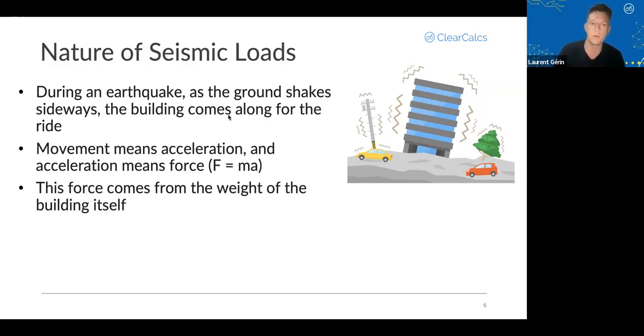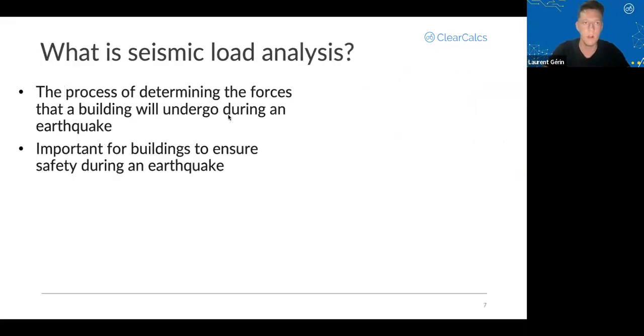Whereas for earthquakes, the forces actually come from the building itself. And it really goes back to our friend Isaac Newton, who said force is mass times acceleration. When you've got mass in a building and the ground is shaking, that ground is accelerating. Therefore, you have a force. So that's where that force is coming from. Now, we know what the seismic force is or where it's coming from.